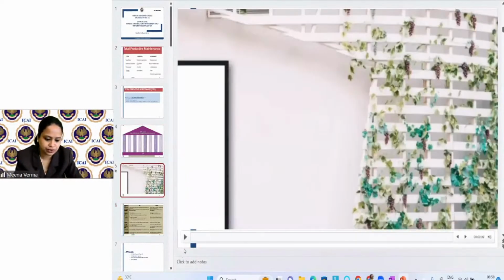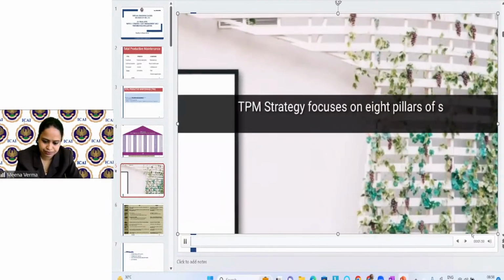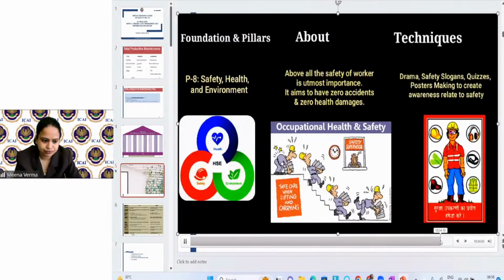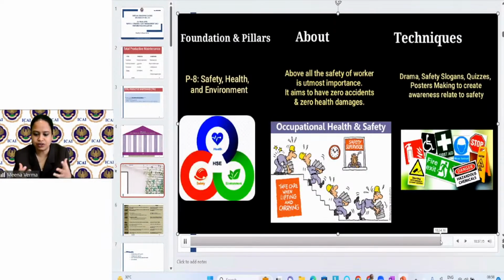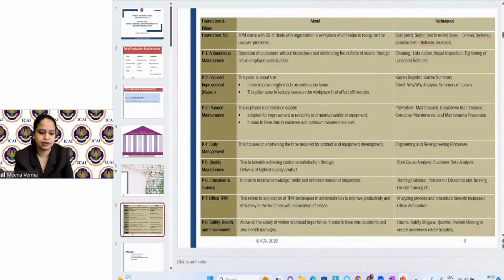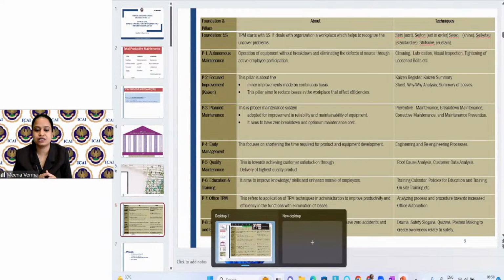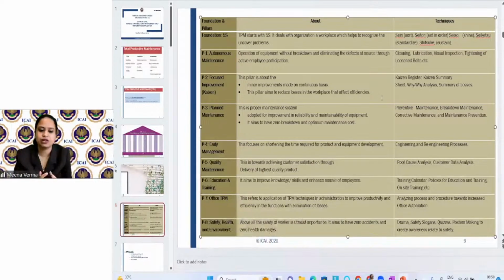Let me check. We have covered everything, by the way. Safety of the worker: we keep giving them slogans, we keep making them aware of their safety. This is important. So these are the pillars of the implementation of total productive maintenance in the organization.